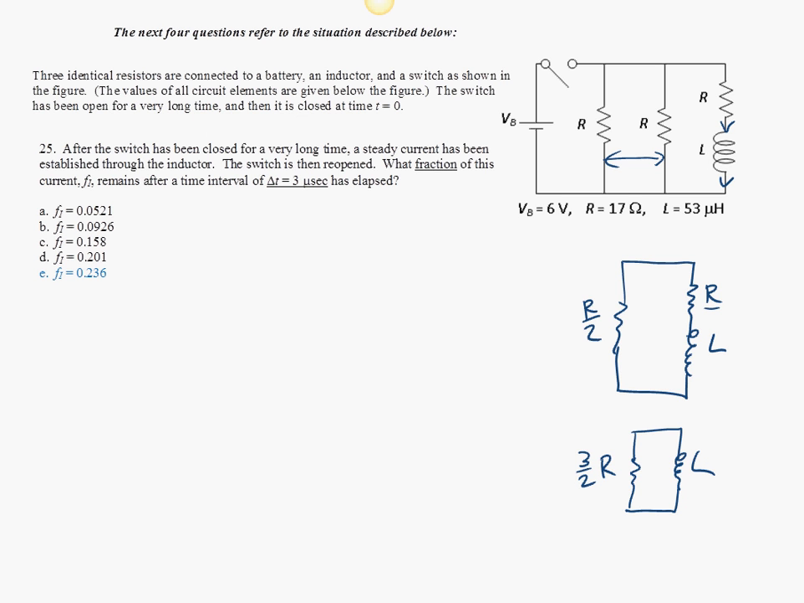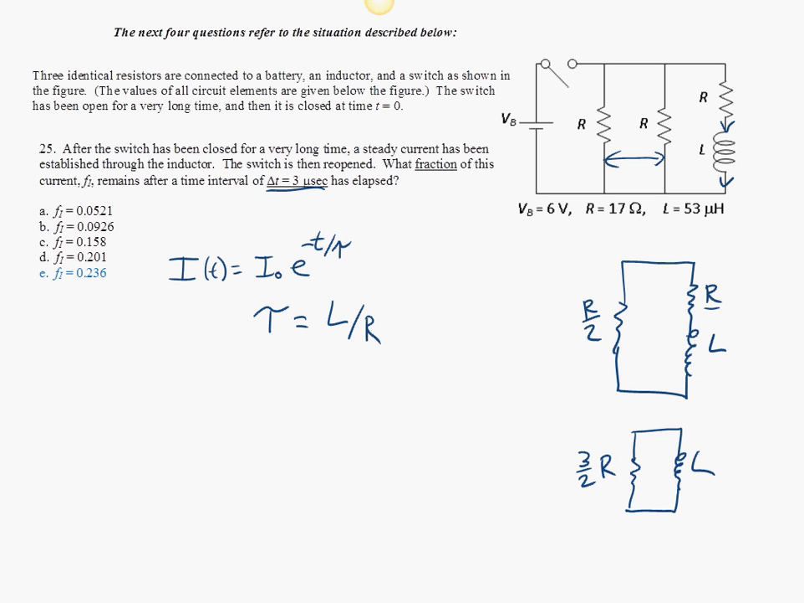Now, it asks us about the current a little bit after that switch is open, 3 microseconds. And here I'll need to recall that the current as a function of time is just equal to the current at t equals 0, and then it's going to exponentially decrease over tau, and the time constant is given as the inductance divided by the resistance.